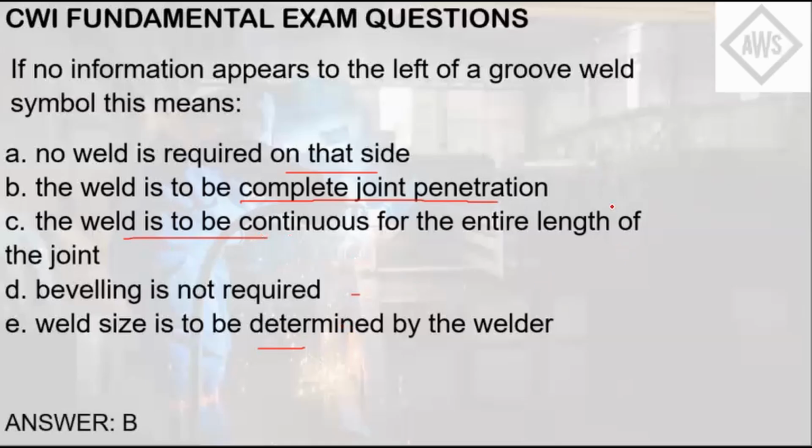So to summarize this question, if there's no information on the left of the groove weld, then it is a complete joint penetration. If there's no information on the right of the weld symbol, then the weld is to be continuous for the entire length of the joint.